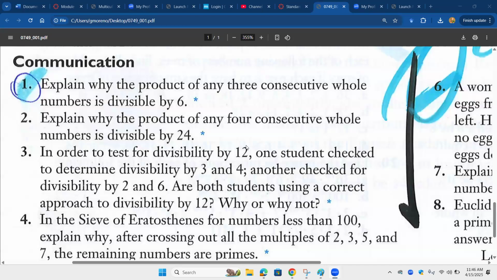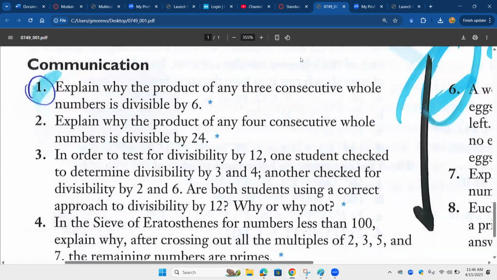So we're gonna look at number two under communication, and it says explain. That's this one here. No, this one, number two. Explain why the product of any four consecutive whole numbers is divisible by 24. So why is that true? So we should first investigate that.